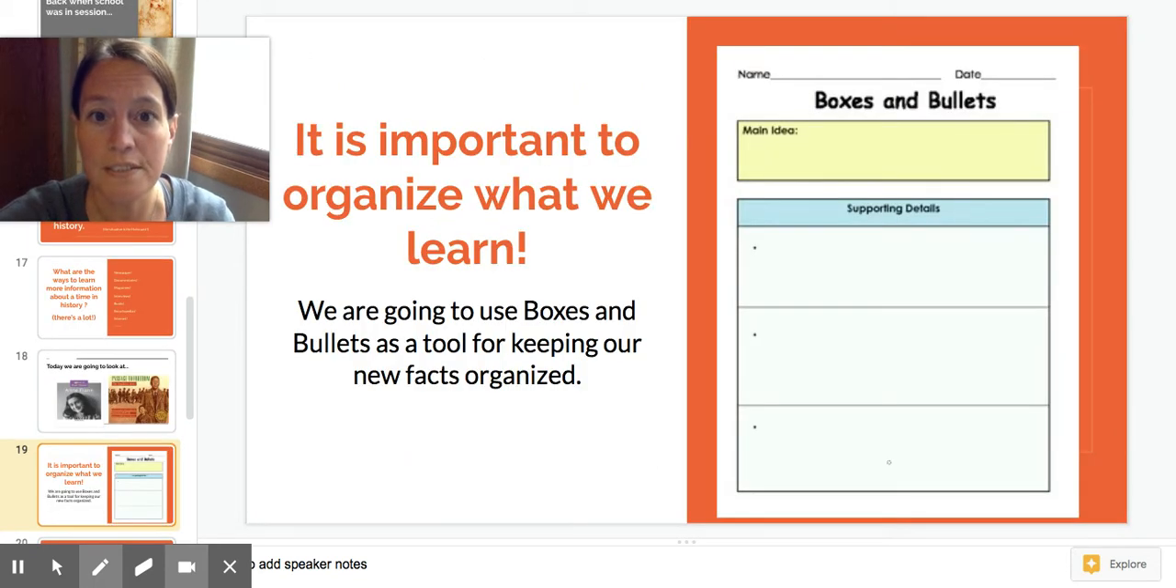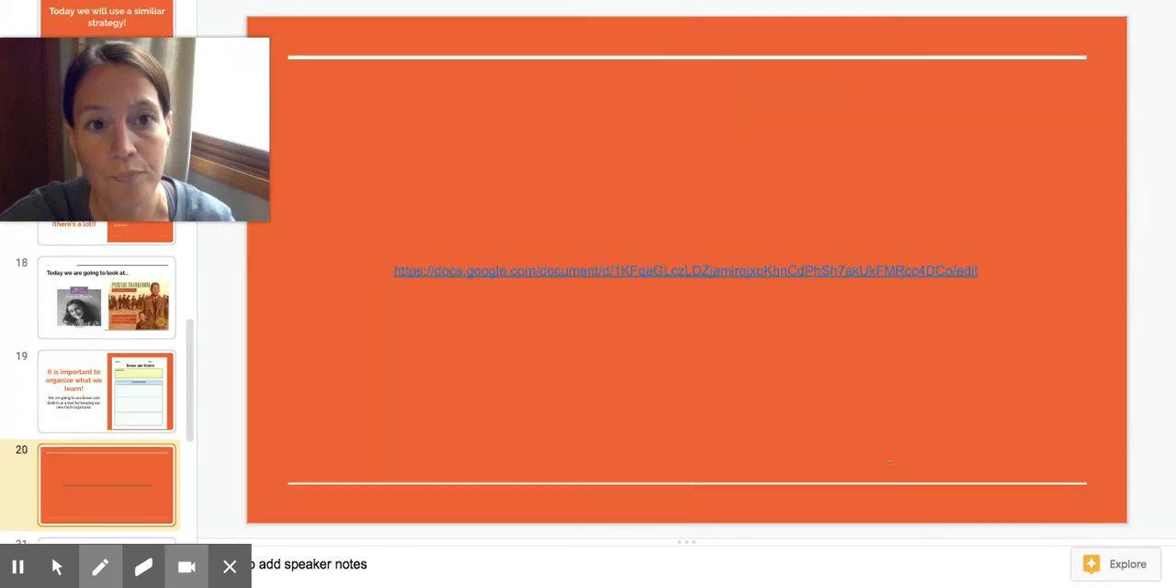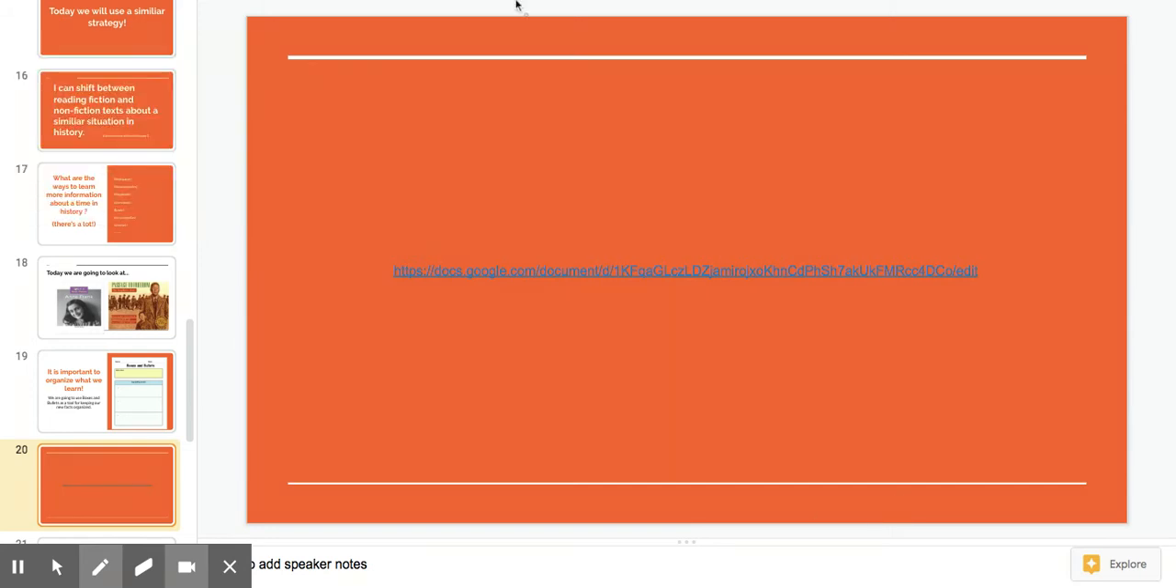Now, it's important to organize what we learn. So when we're doing this work and using these strategies, it's really important that we are tracking the information that we're getting from them. So we're going to use one of our tools that we use often in Reader's Workshop, Boxes and Bullets. And I'm going to show you here on mine. This is the page that you will be getting, and you will be using this to fill out for your work on Schoology.